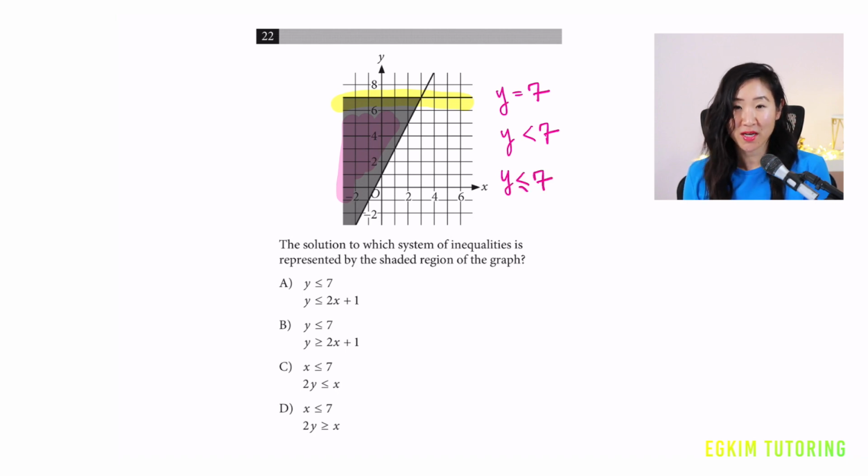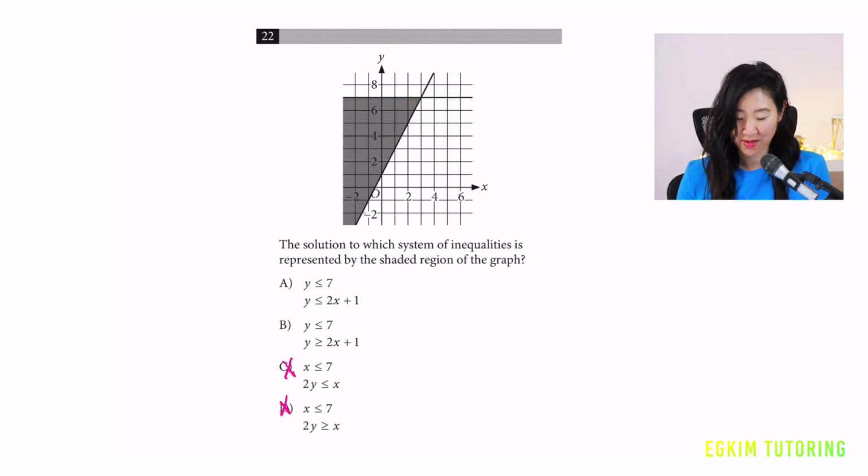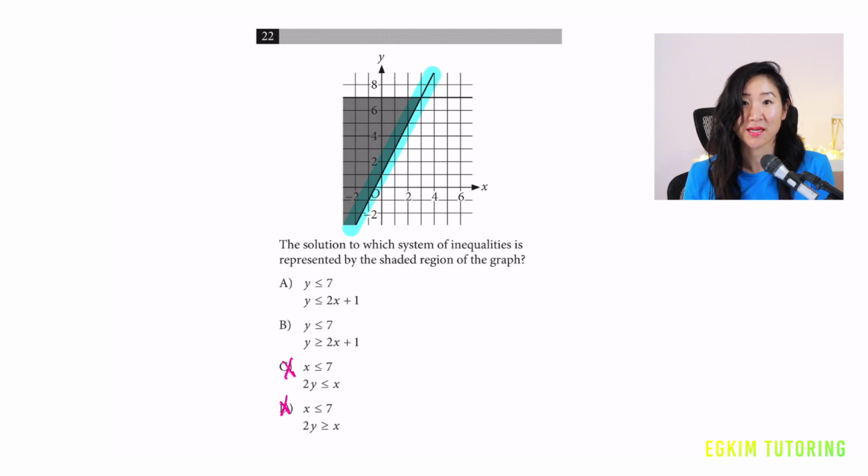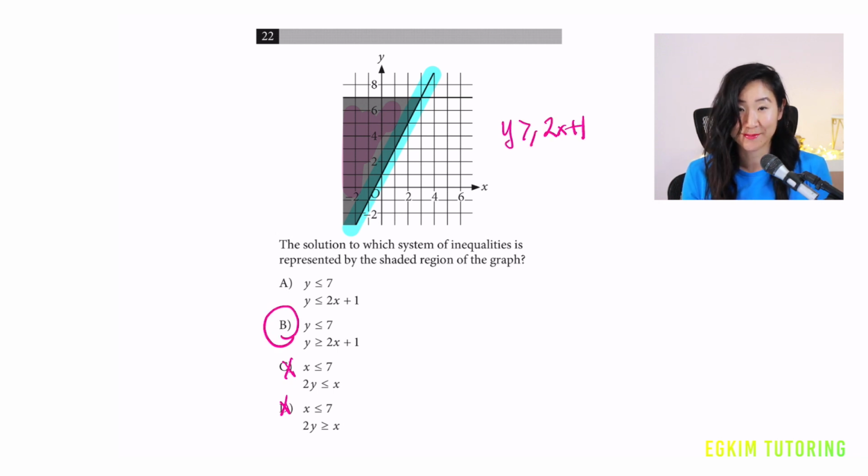Let's go ahead and get rid of any answer choice that doesn't have this inequality. If you notice, answers C and D have an equation that starts with x, which means that it's a vertical line. So let's get rid of C and D. The next step is to figure out the next line, which is right here. But if you notice, answers A and B both have the equation. It's either y is less than or equal to 2x plus 1. So your job is just to figure out whether the shaded region again is above or below the line. In this case, the shaded region is above the line. And again, the line is a solid line. So now we have the inequality of y is greater than or equal to 2x plus 1. And so your answer is B.